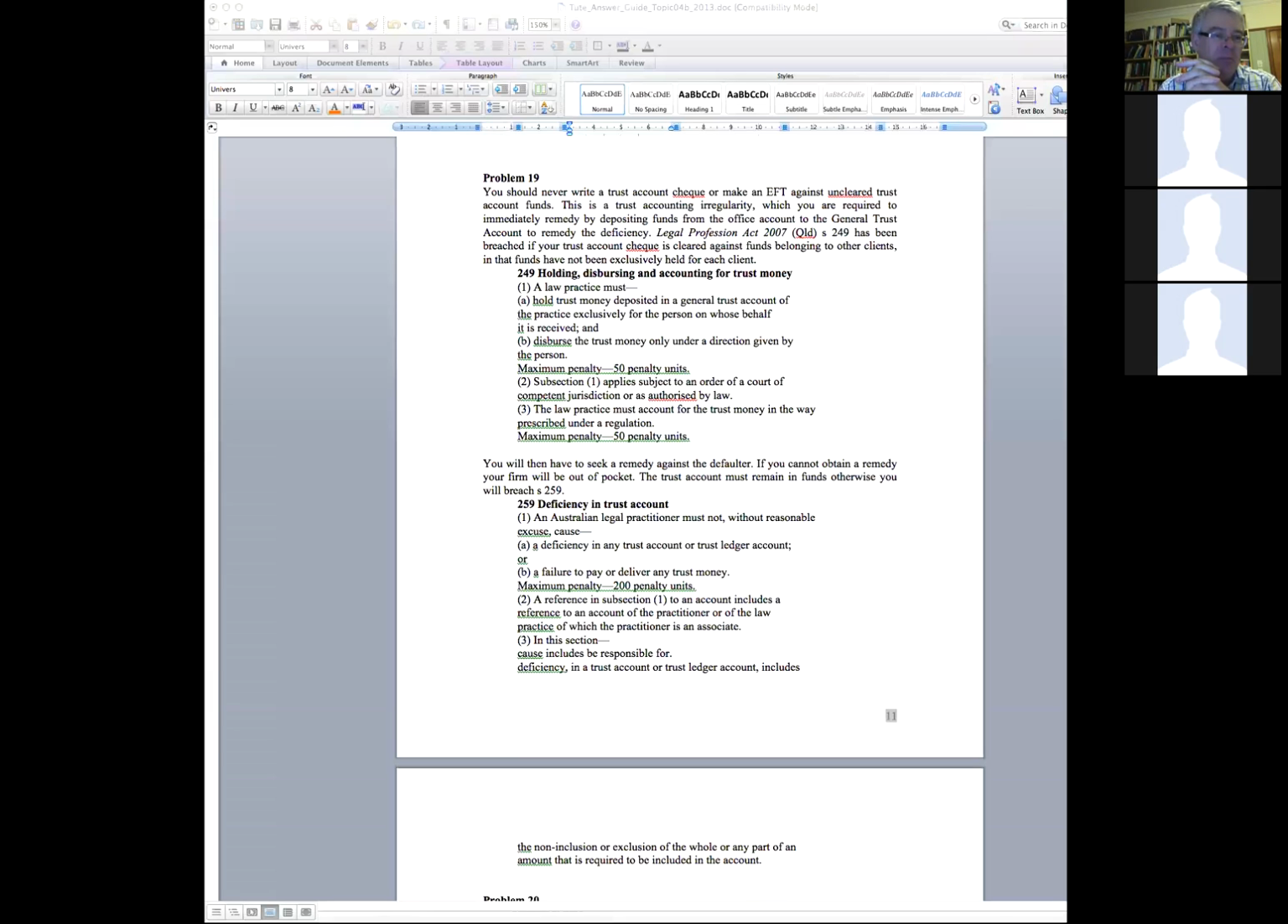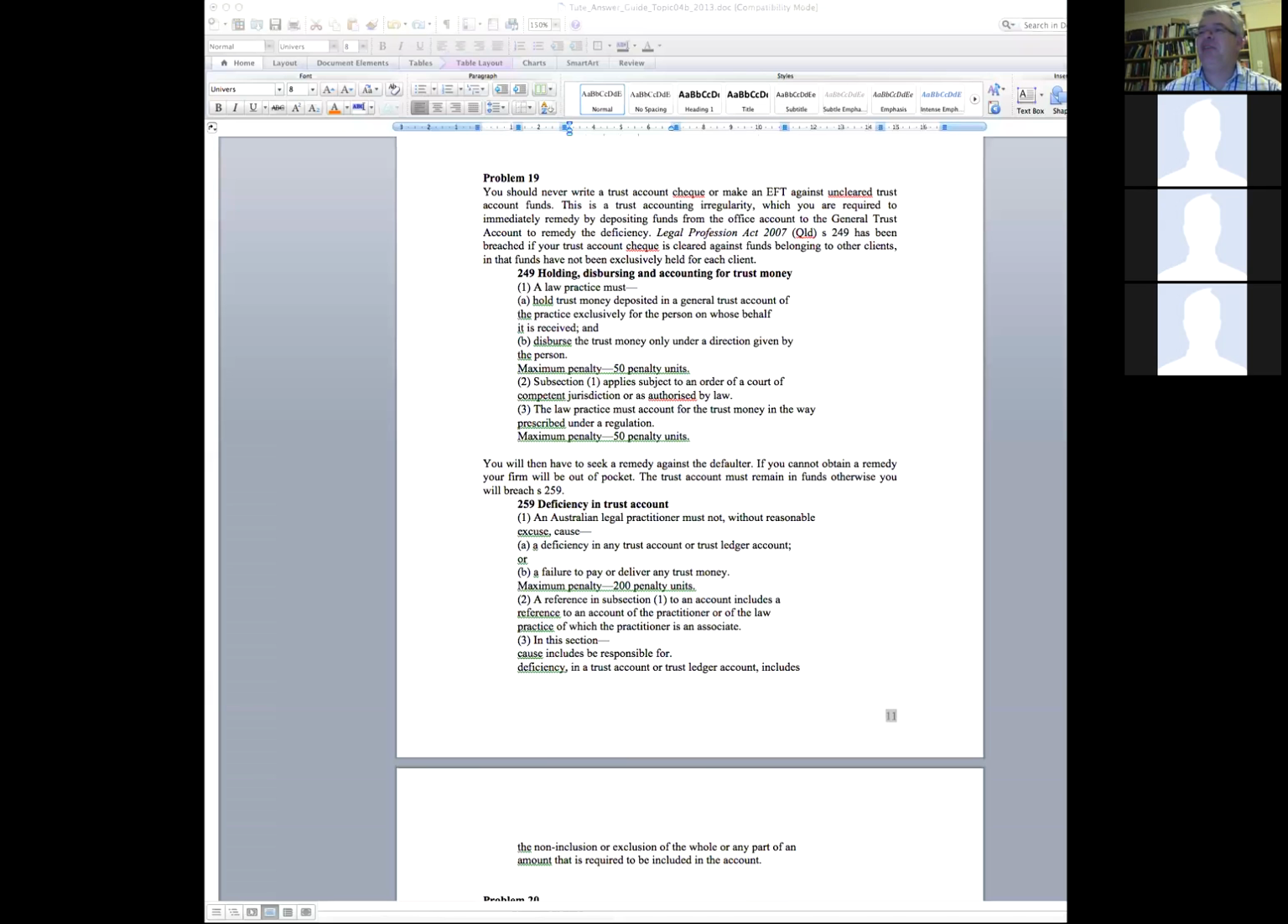50 penalty units, 50 by $110, $5,500 potential fine, quite steep. The law practice must account for the trust account money in the way prescribed by the regulation, etc. So it's really that first part of 249. So what are you left with? You're then going to be left in a situation where you're trying to recover the money from whoever defaulted on the check. Not a great position to be in, is it?